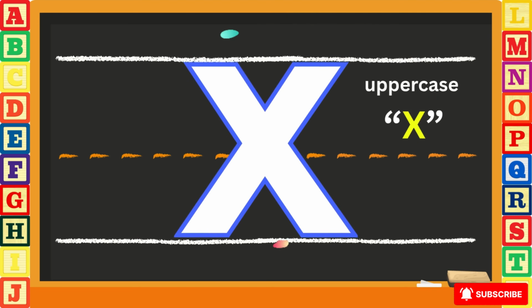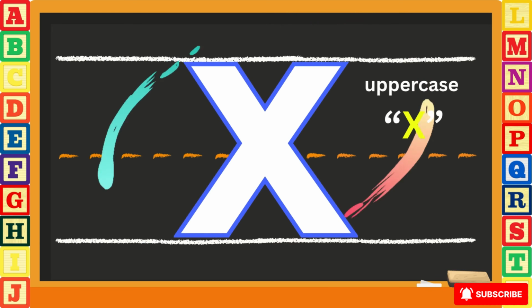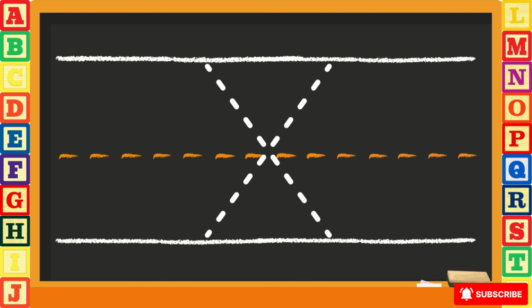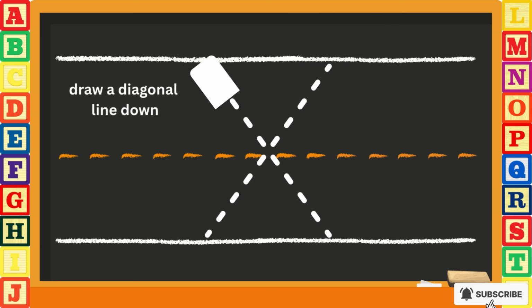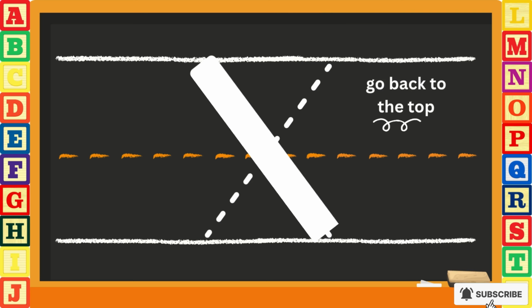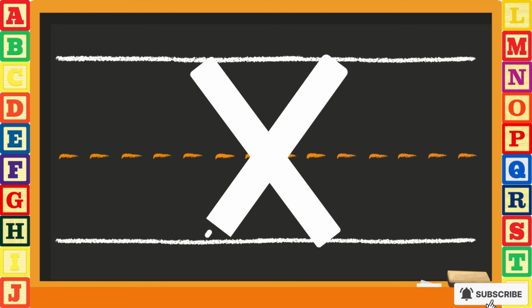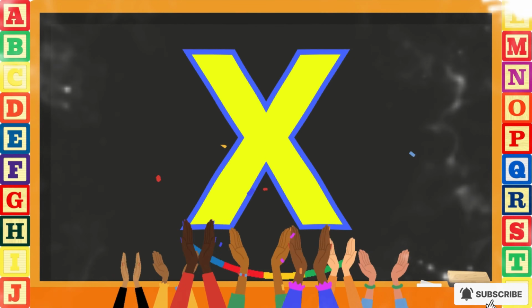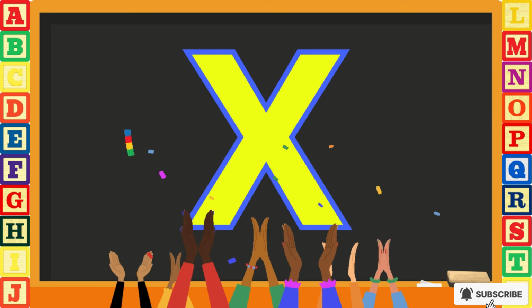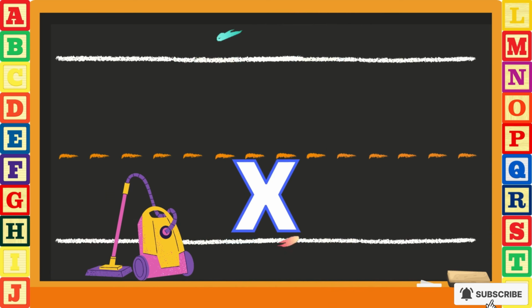That's uppercase X. Ready? Start at the top. Draw a diagonal line down. Go back to the top. Draw a diagonal line the other way. Good job, kids!